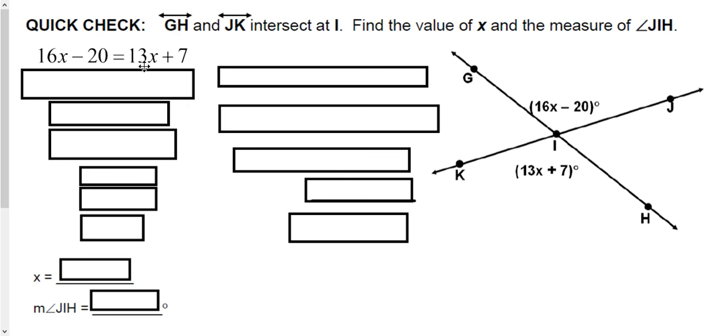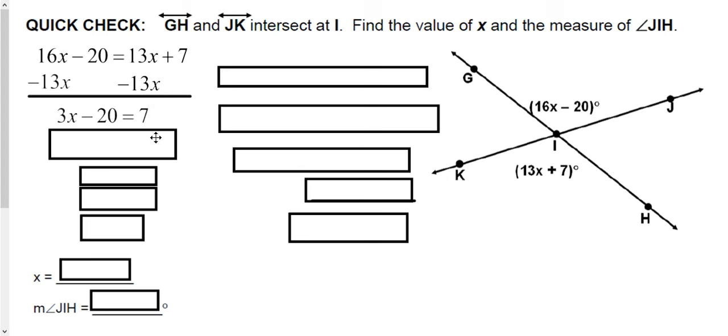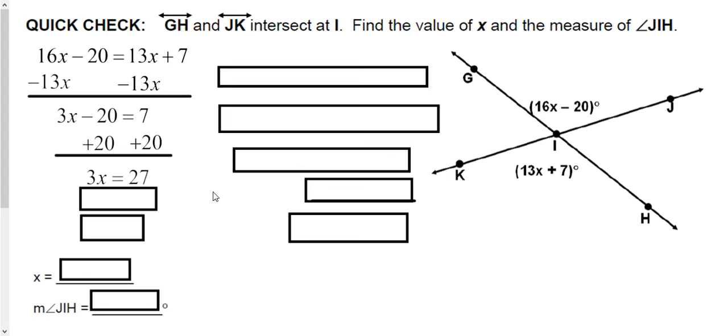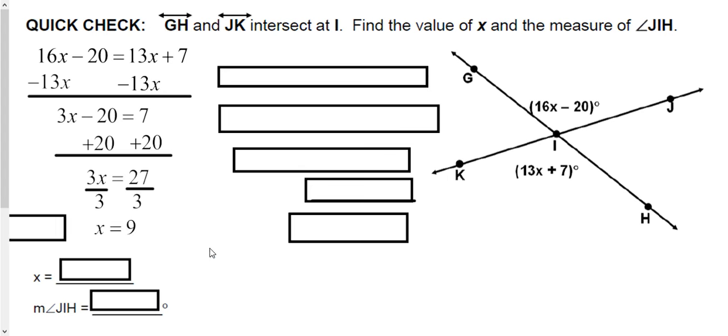I'll get rid of these 13 x's over here. Don't want x's on both sides. So now 16 minus 13, we got 3x minus 20. The x's are gone here. We got the 7. We'll isolate the x term, get rid of that minus 20 with plus 20. We end up with 3x equals 27. Last, to undo that multiplication with division, and get x equals 9.